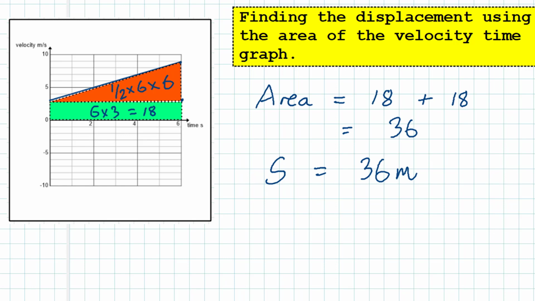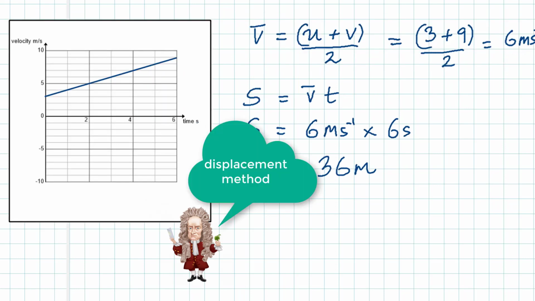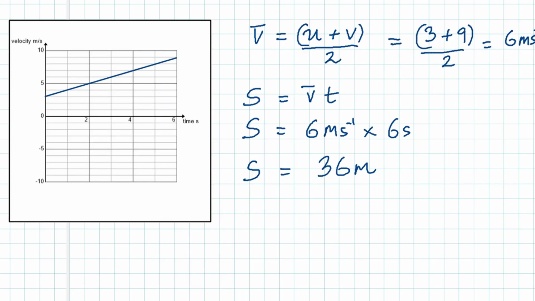This method here, working out the area of the velocity time graph, and this method here, working out the displacement using the equation displacement as the average velocity times the time. And you have to know what the average velocity is. It's u plus v divided by 2.